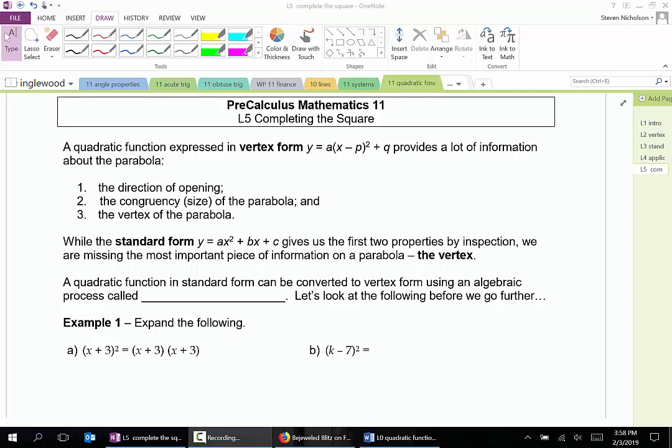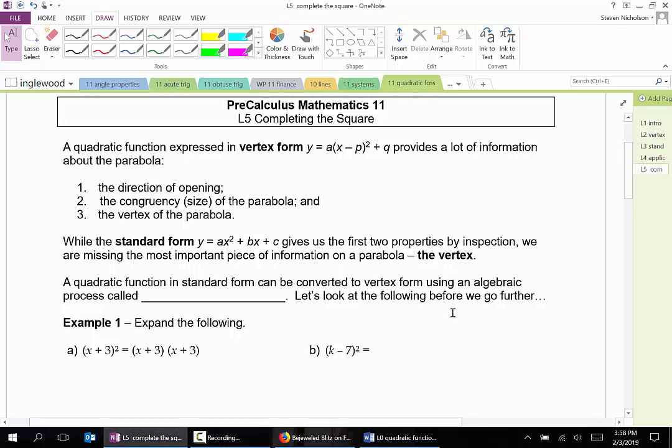So a quadratic function expressed in vertex form provides a lot of information about the parabola: the direction of the opening from a, the congruency from a, and the vertex. While the standard form gives us the first two properties, 1 and 2, by inspection, we look at a. It doesn't help us at all with finding the vertex, which is probably the most important piece of information of the parabola.